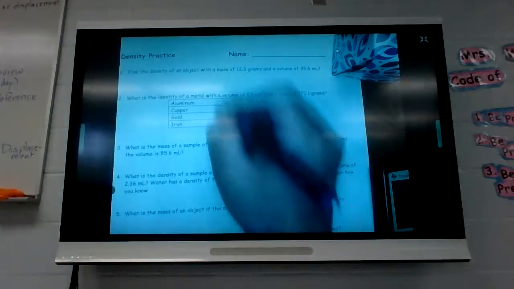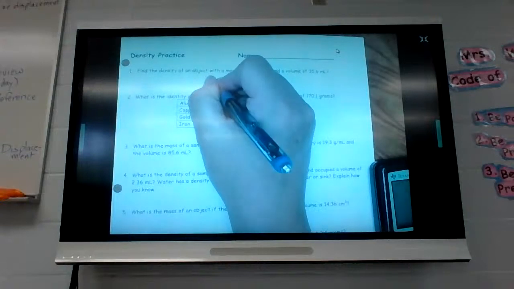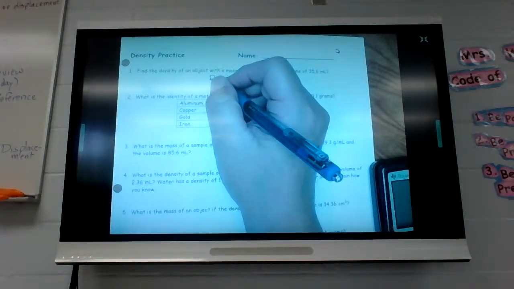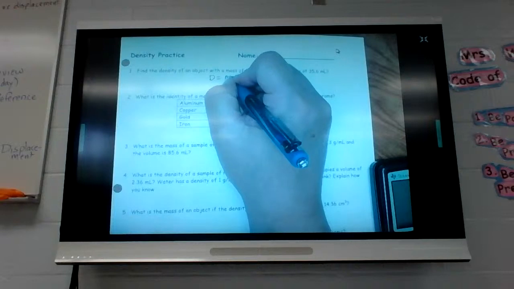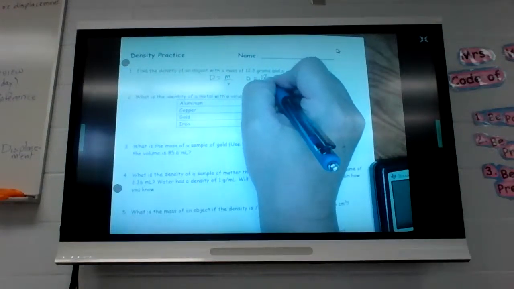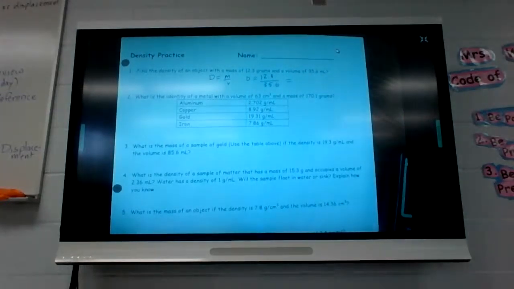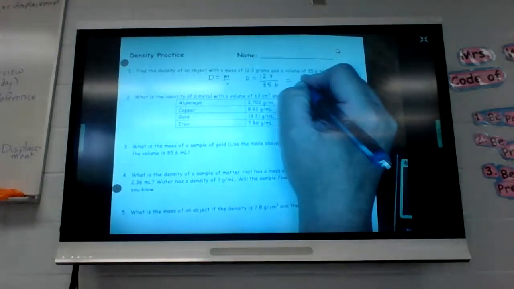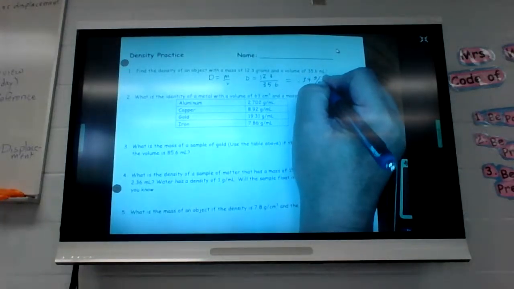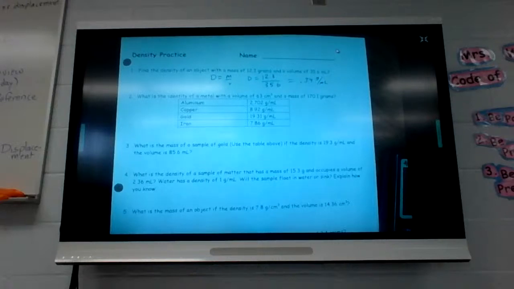All right. So the first one should be pretty easy. Everybody back where we belong? All right. Mass over volume. Density is equal to 12.3 divided by 35.6. So we should all have gotten somewhere in the ballpark of 0.34, grams over milliliters. There are more numbers on the calculator. I just rounded off. If you rounded to 0.3, or you rounded 0.34 up to 0.35, all of those answers are fine.